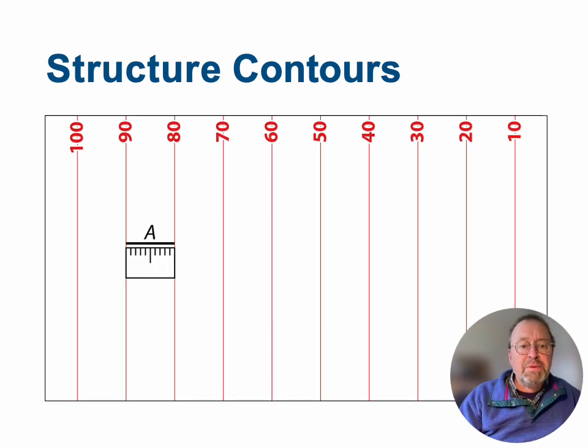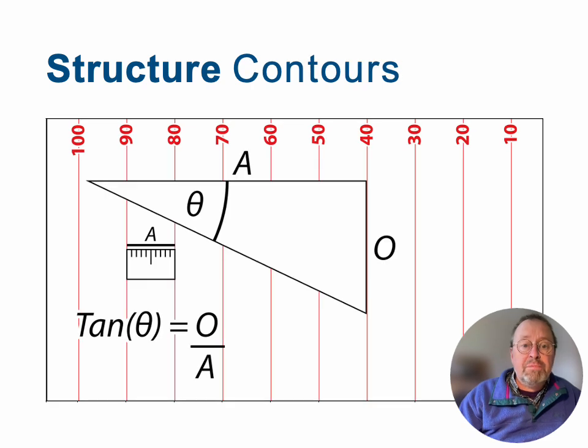And we can use the spacing between the contours, that distance A that you see there, to be able to calculate the dip on the bed. So we know that vertically, for example, that the opposite value here is 10 meters. It's a 10-meter difference. And if we know the horizontal spacing between the contours, we can calculate the dip, in this case theta, using a simple tangent sum.